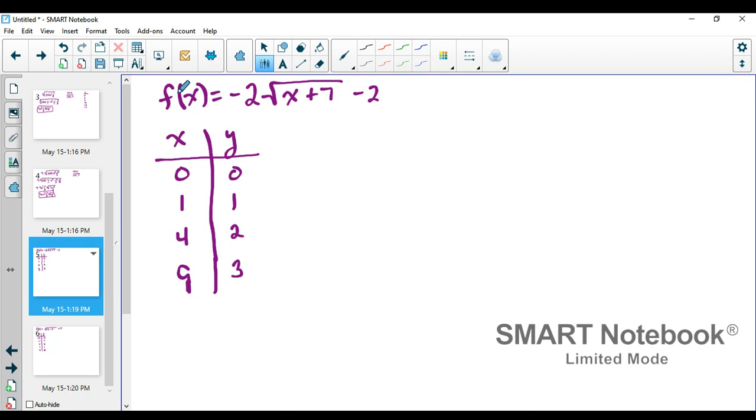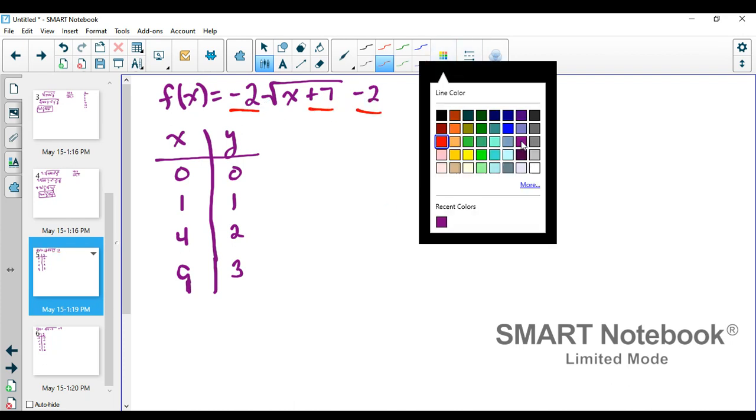So we have the function f of x equals -2 times the square root of x plus 7 minus 2. All right, so anytime you have a square root function that you are graphing, this is your immediate starting table, because these are your x's that have perfect square roots. These are the square roots. And then we're going to change the values of this table based on this -2, this +7, and this -2.